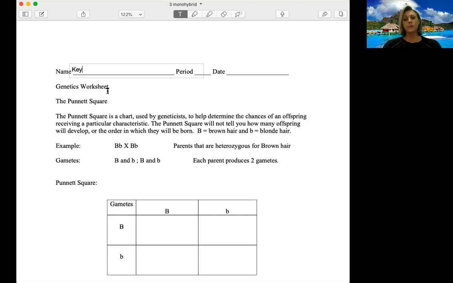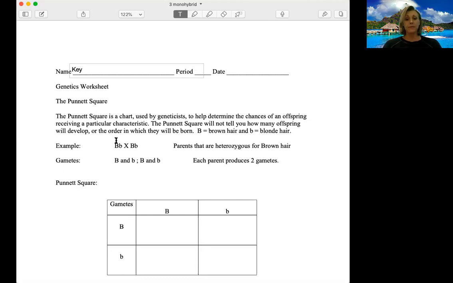So the Punnett square is a chart. It's used by geneticists to help determine the chances of an offspring receiving a particular characteristic. The Punnett square will not tell you how many offspring will develop or the order that they'll be born. They just give you the probability or the chances.